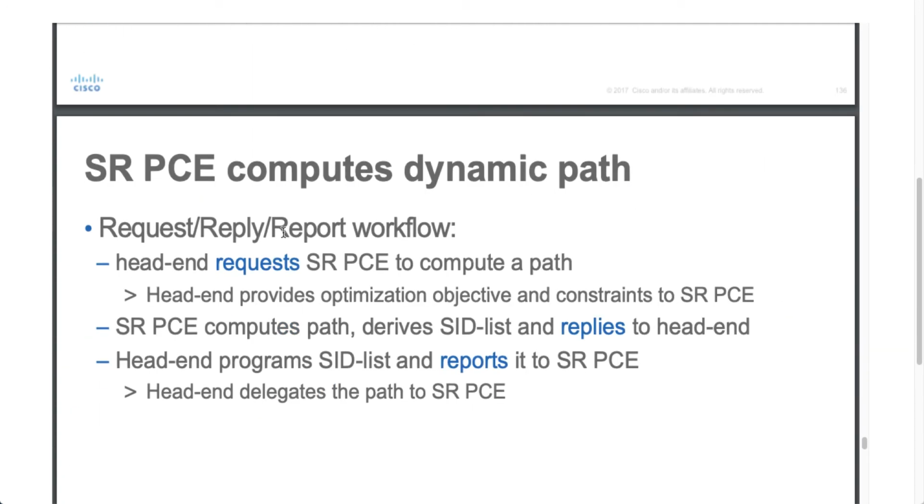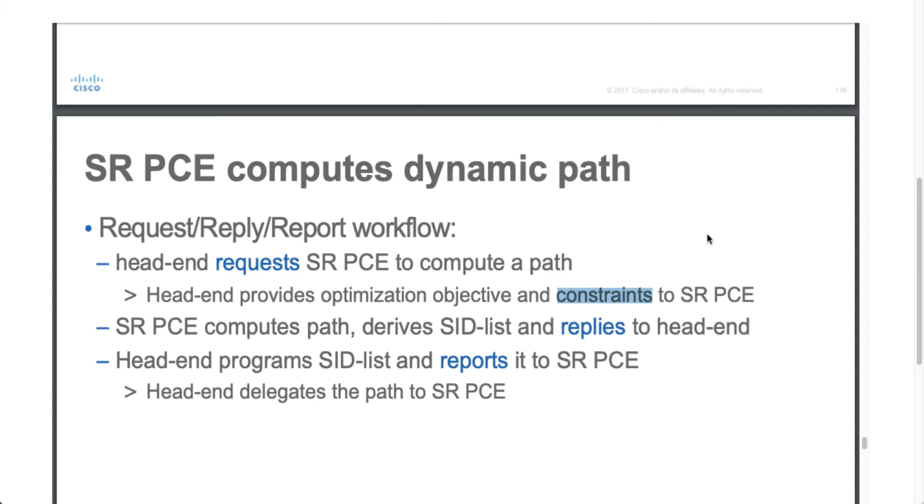So we saw there are request, reply, and report workflows involved. The head end sends a request. Head end requests SR-PCE to compute a path, and the head end provides the optimization objective. And what are optimization objectives, guys? Like TE, IGP, delay. All those are your optimization objectives, as well as we can also add something called a constraint that we'll learn.